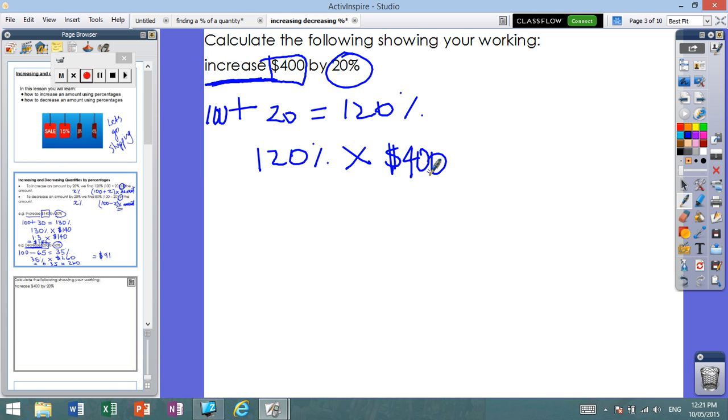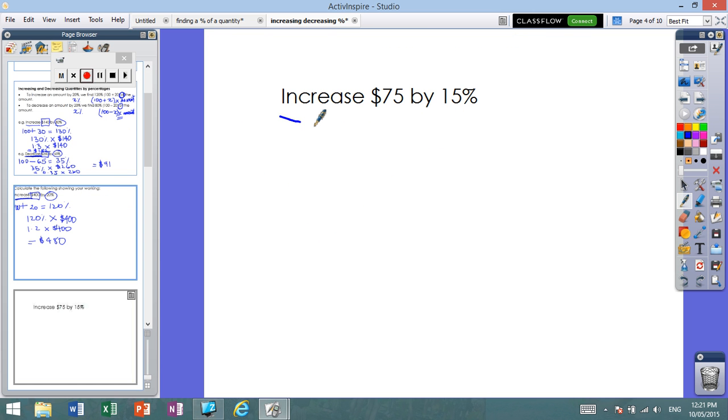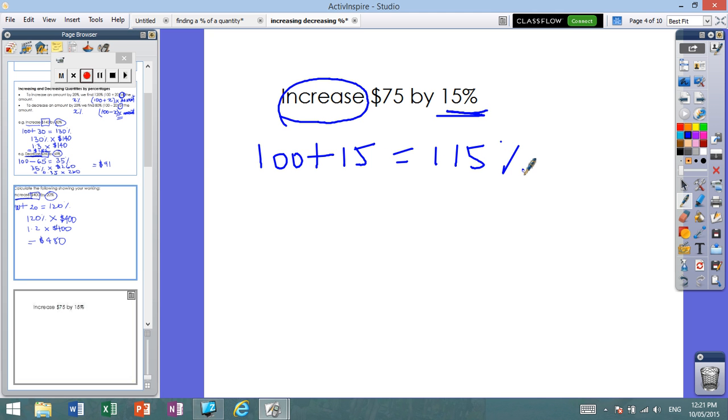Okay, so what is 120% as a decimal? It is 1.2 times 400, which gives us, it should be more because we're increasing, $480. Okay, so next one that you did, you need to increase. So we're adding straight away 100. We need to add 15, gives us 115%.